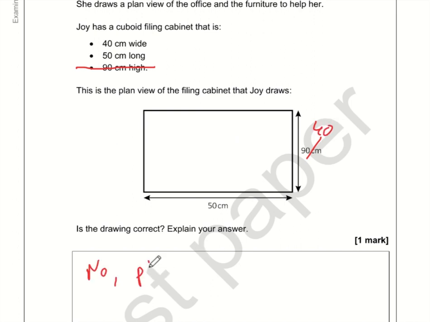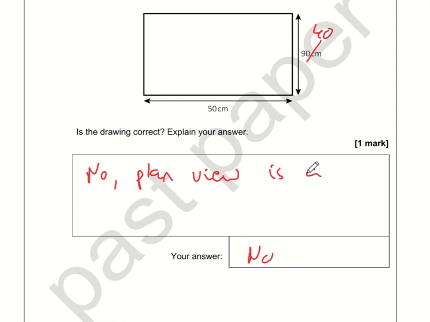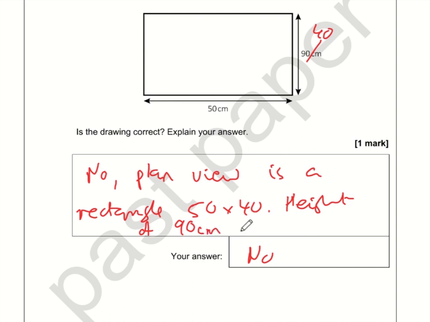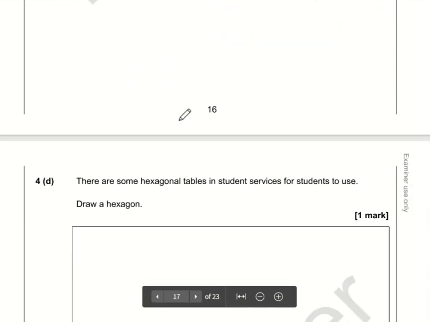No. The plan view is a rectangle 50 by 40. The height of 90 centimeters can't be seen from above. Words to that effect will be fine. This is probably more words than we need. Probably could have written that a bit more concisely, perhaps.